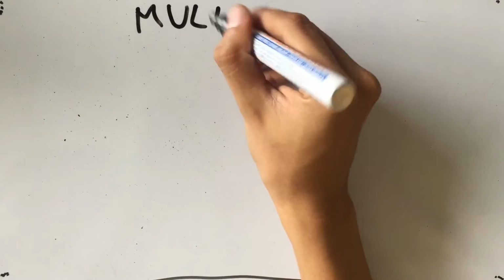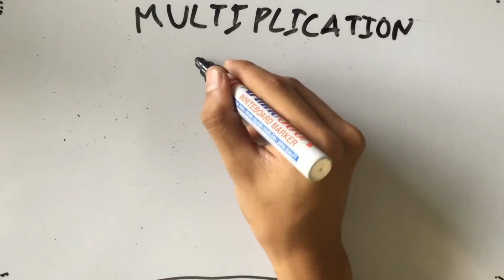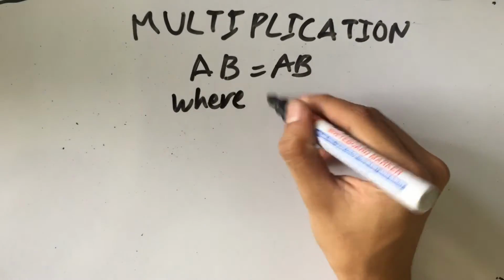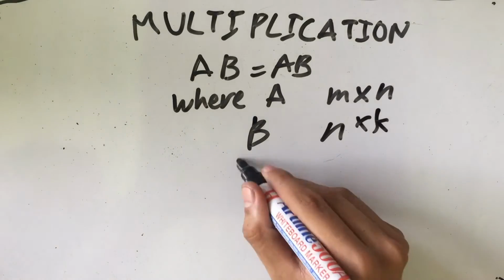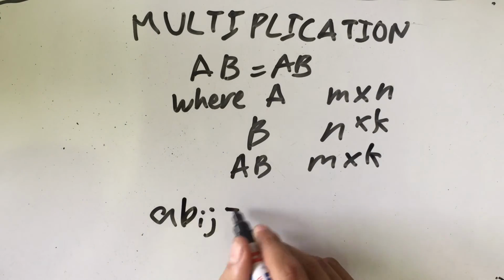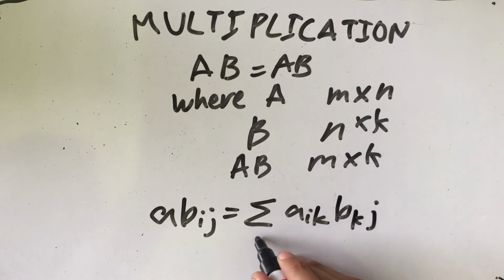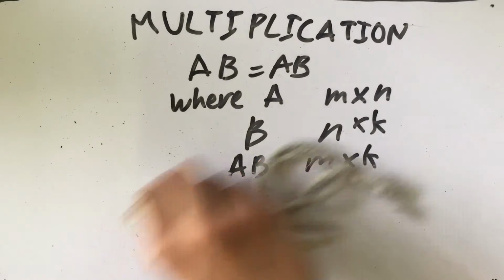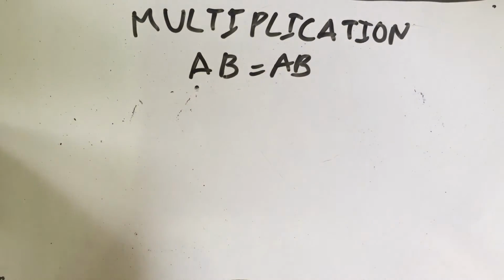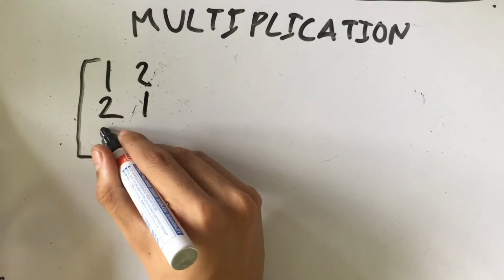For multiplication, given matrices A having i by j dimensions and B having j by k dimensions, an i by k matrix AB will result from the multiplication. It seems vague from that explanation. Let me give you an example.